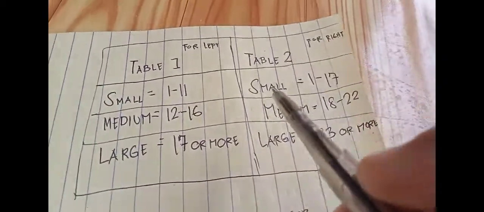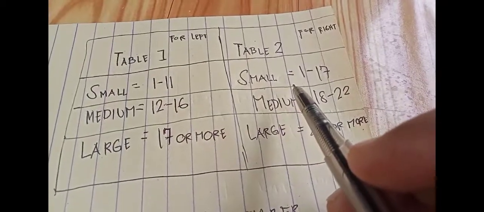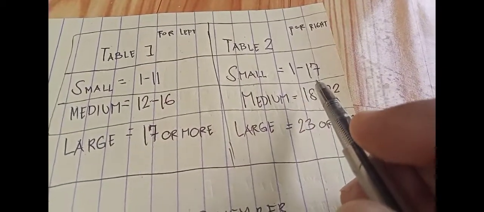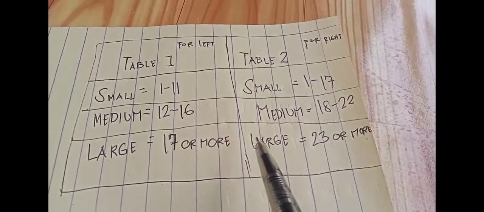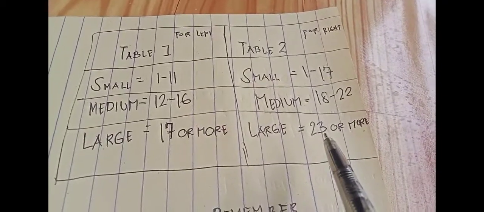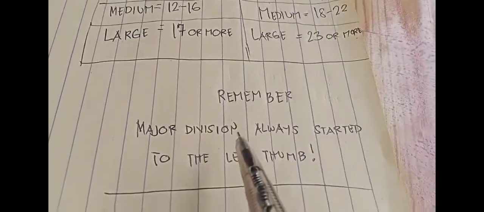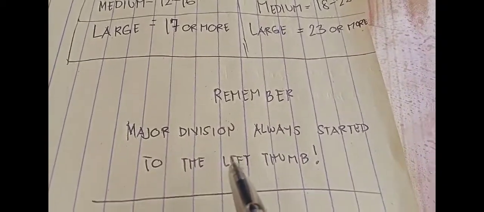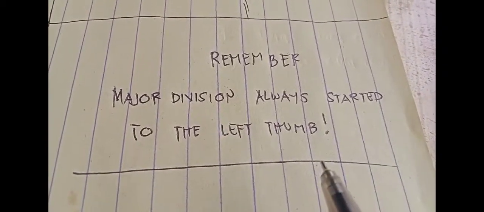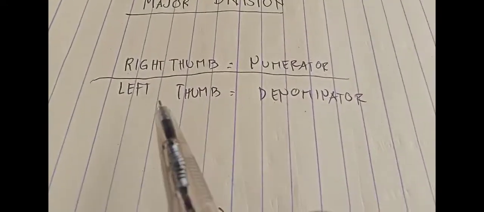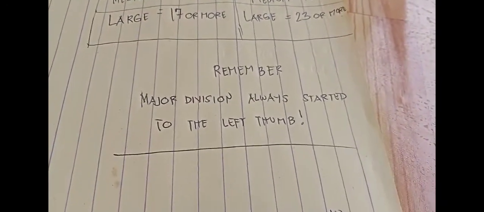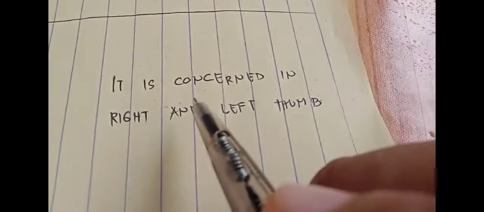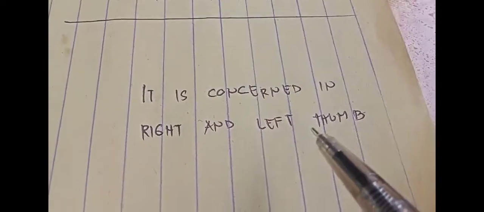And for the right thumb, it has a symbol of small if it has a 1 up to 17 ridge count, 18 to 22 ridge counts is medium, and 23 or more is large. But remember that major division always starts with the left thumb, or it will always start in the denominator. And remember also that major division is concerned with the right and left thumb.